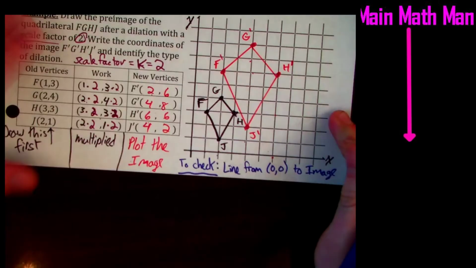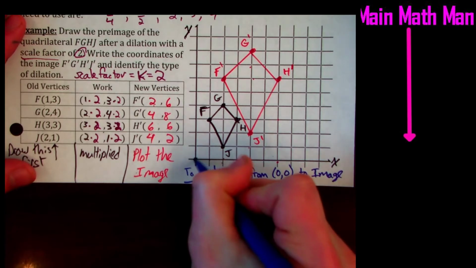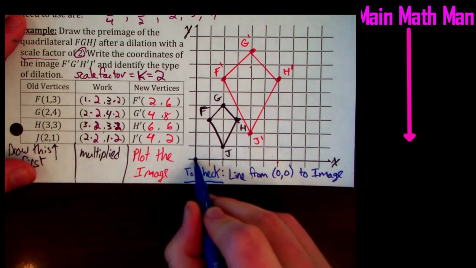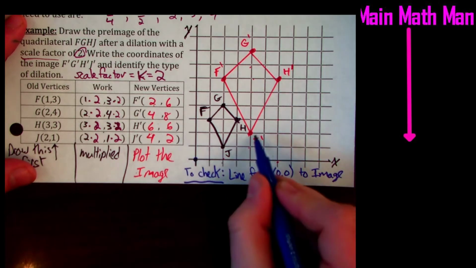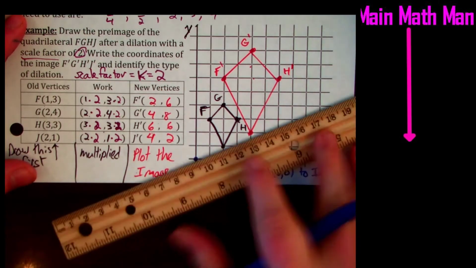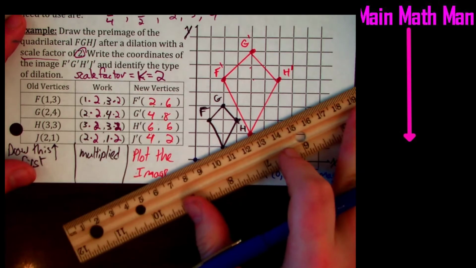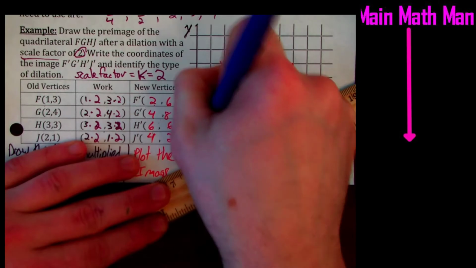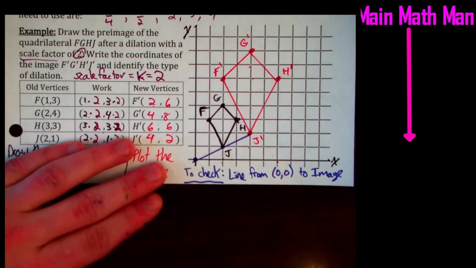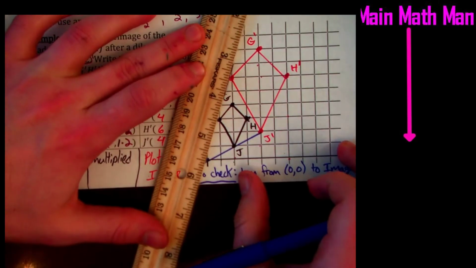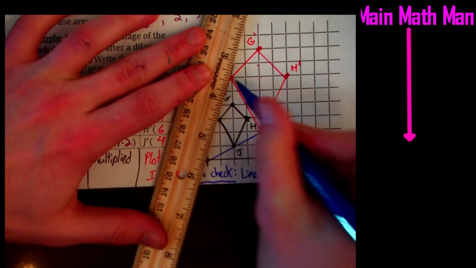And I'll explain what I'm about to do here. So again, that origin is the point 0, 0. And so now I should be able to draw a straight line to the image. And both points should fall on it. So both J and J prime, and don't worry, I'll have it up there in a second. Both J and J prime should fall on the same line, like so. F and F prime should fall on the same line from the origin to the image.